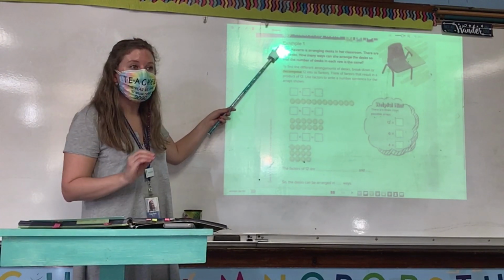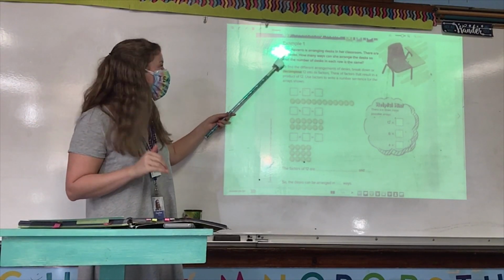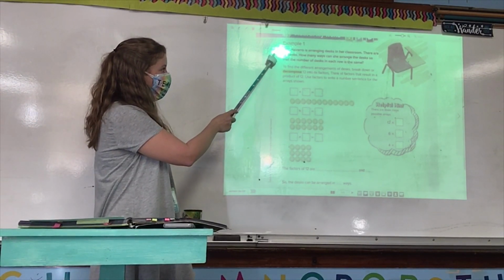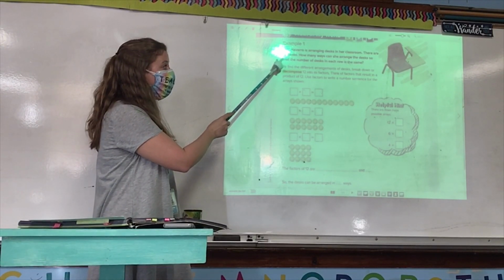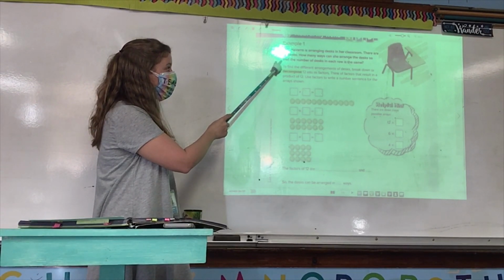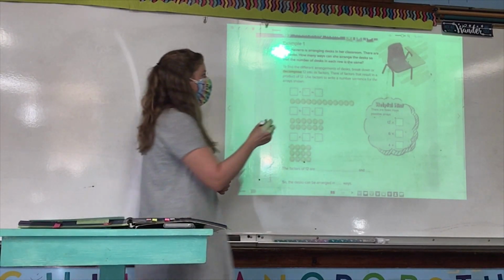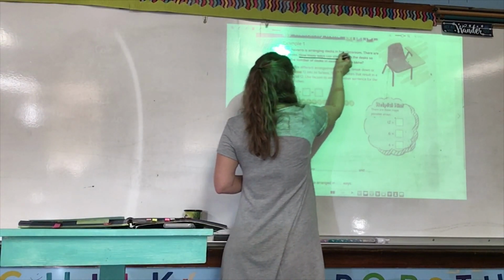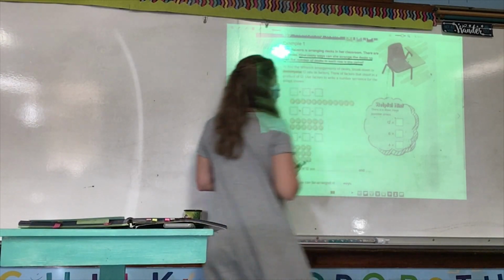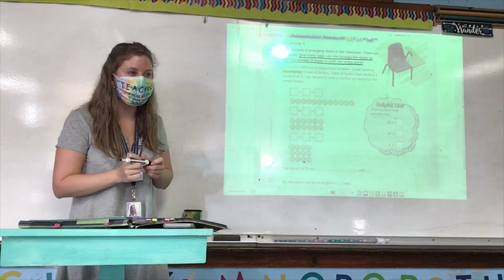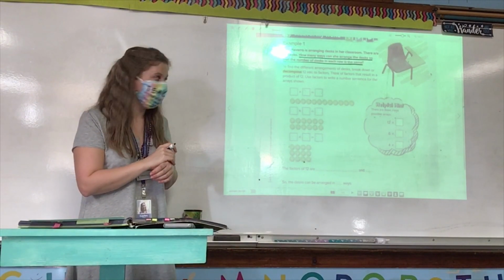Read example 1 in your head while I read it out loud. Remember, we're not going to try to find important information until after we know the question. Mrs. Navarro is arranging desks in her classroom. There are 12 desks. How many ways can she arrange the desks so that the number of desks in each row is the same? So here's our question. How many ways can she arrange the desks so that the number of desks in each row is the same? That means no matter how many rows she has, the number in the columns are the same.